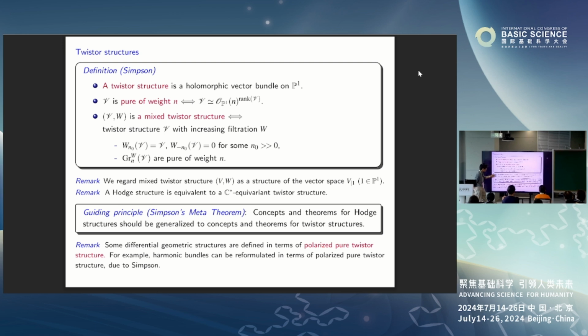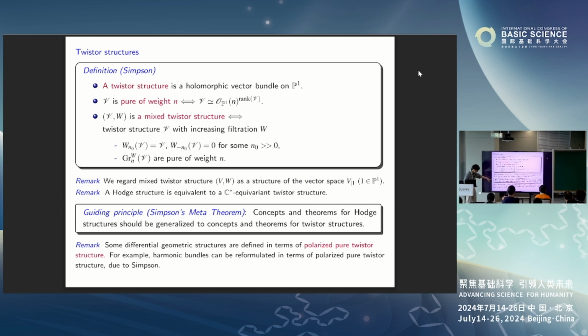And so we regard a mixed twistor structure as a twistor structure of the vector space obtained as a fiber over 1. So to consider the structure on the vector space, we consider something on P1. And we can also regard twistor structure as a generalization of Hodge structure, or the underlying structure of Hodge structure. In the sense that a Hodge structure is equivalent to a C-star equivariant twistor structure. We consider the standard action of C-star on P1, and an equivariant twistor structure is equivalent to a Hodge structure.